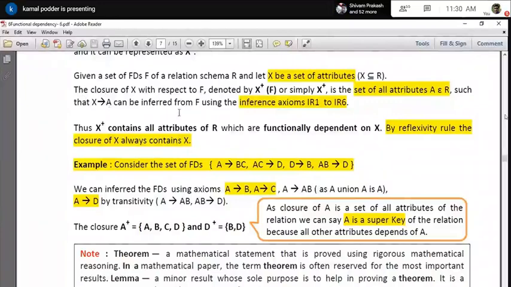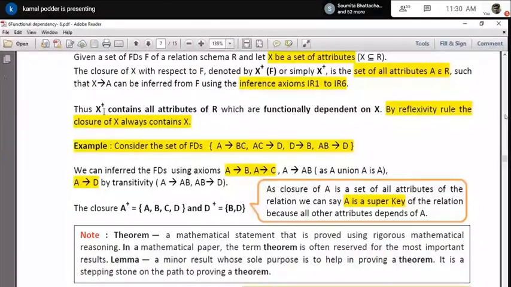Okay, it can be inferred from F using the inference rules. Here also, we have to apply those rules and find out whether this can be inferred or not. If you infer this from that particular set, then you can say A is in the closure of X. That means X plus contains all attributes of R which are functionally dependent on X. That is actually the meaning of this symbol.